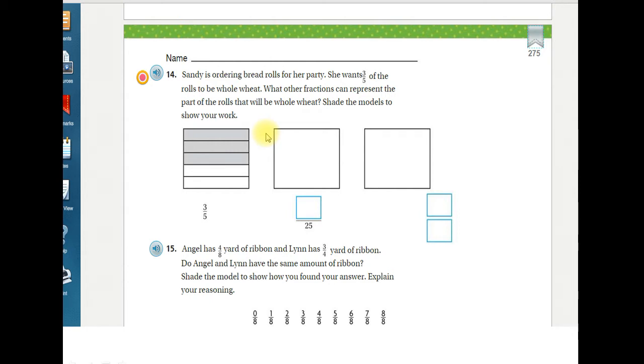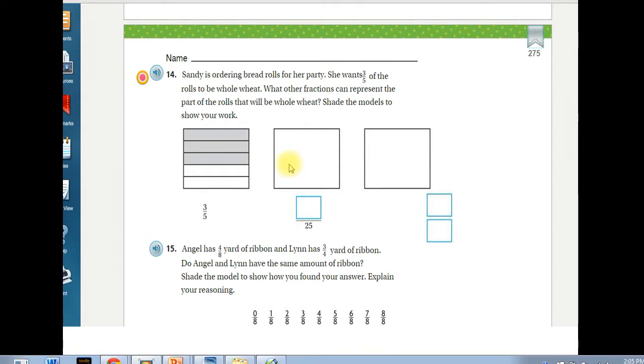Going over problem 14 on the Chapter 6 test review. I wanted to make sure I went over this problem because this is one that a lot of students struggled with, but I think once I go over this one, you'll realize, oh, okay, I can do this, and it's actually a lot easier than it seems. Okay, so let's look at number 14.